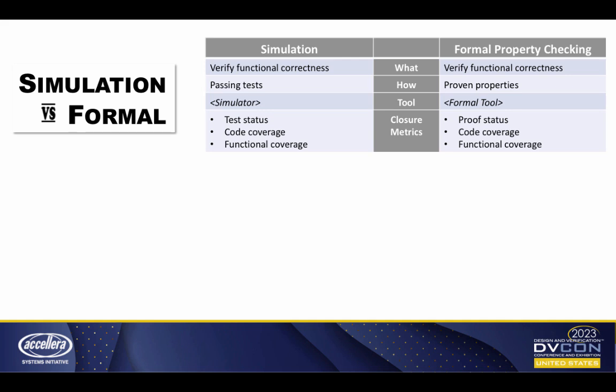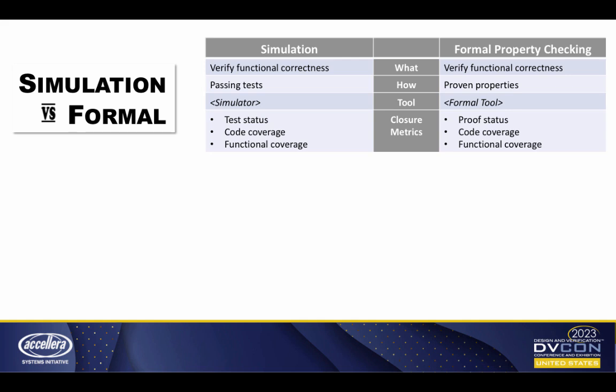So both simulation and formal are used to verify functional correctness. I see this as being the same between the two technologies. How they do that is obviously different. Simulation uses simulated tests. Formal property checking uses properties. Different method for the same outcome. Tools are obviously different. One is using a simulator and the other one is using a formal engine.